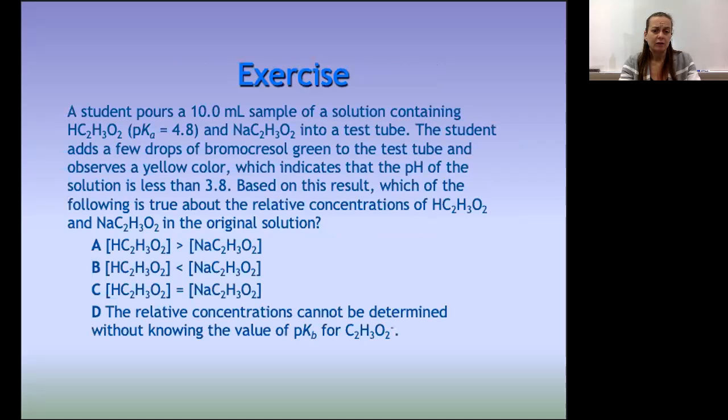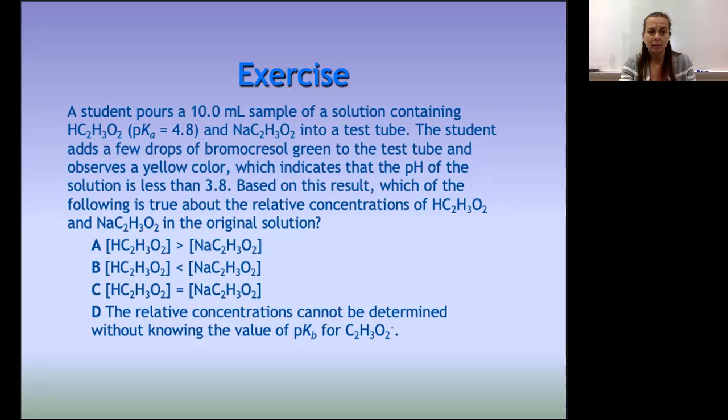Our student pours a 10 milliliter sample. This sample contains both acetic acid and sodium acetate. So we know that we have both the acid and its conjugate base. Now we add an indicator. We add bromocresol green to the test tube and we see a yellow color. That yellow color tells us that the pH of the solution is less than 3.8. So since our solution is at a pH lower than our pKa, what are we going to have more of? We just said that if we have a pH below the pKa, we're going to have more of the acidic form. And so that tells us that we're going to have more acetic acid than sodium acetate. And so A is our answer.